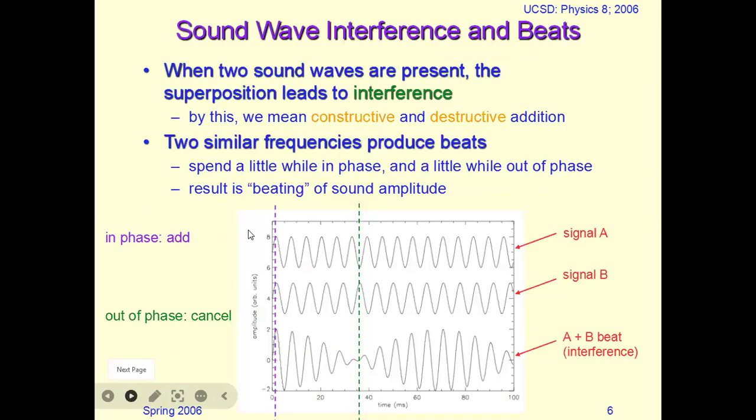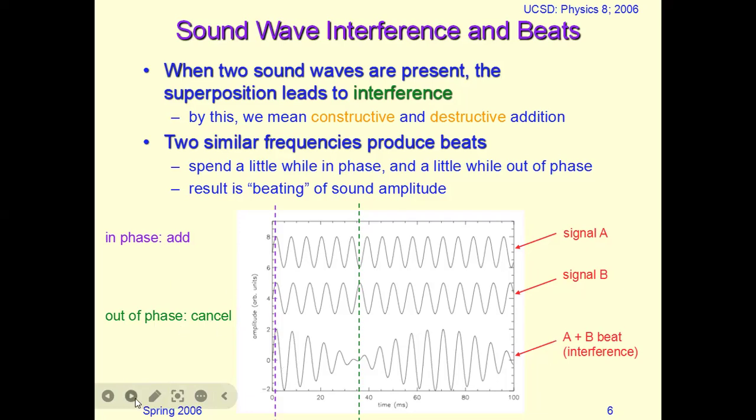The sound wave interference and beats. When two sound waves are present, the superposition leads to interference. By this we mean constructive and destructive addition. Two similar frequencies produce beats, spending a little while in phase and a little while out of phase. The result is waxing and waning of sound amplitudes. So in phase, this is the signal A and signal B, and this is the signal A plus B. That means interference occurs, beat, out of phase cancel.